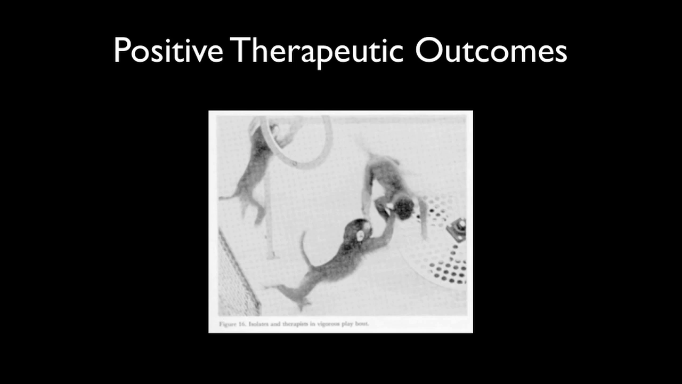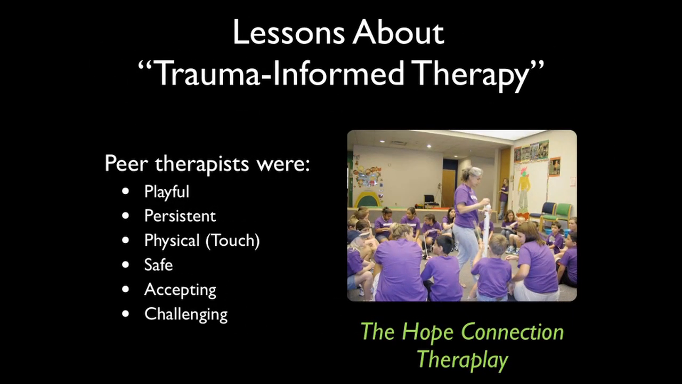So you could undo the effects of deprivation, as severe as those effects are, with an appropriate, playful, safe, nurturing intervention. One of the things that's striking about this intervention with the peer therapists is that they were playful, persistent, they touched, they were safe, they were accepting, and they were challenged. And this is exactly what we do in TBRI, what we've done in our summer camp, the Hope Connection, and what's also done in Theraplay. The parallels are striking.